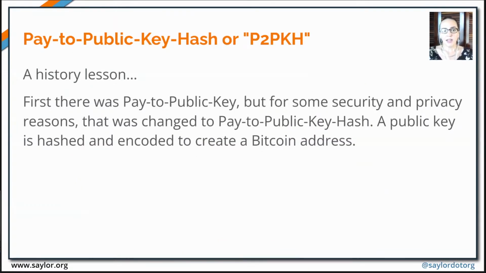Okay. So let's start first with a bit of a history lesson. Pay to public key hash is the most common type of Bitcoin transaction, not quite the original, because at first there was pay to public key. But for some security and privacy reasons, that was changed to pay to public key hash. It also helps compress the data that goes in the blockchain. So for a couple of those reasons, pay to public key was changed to public key hash.